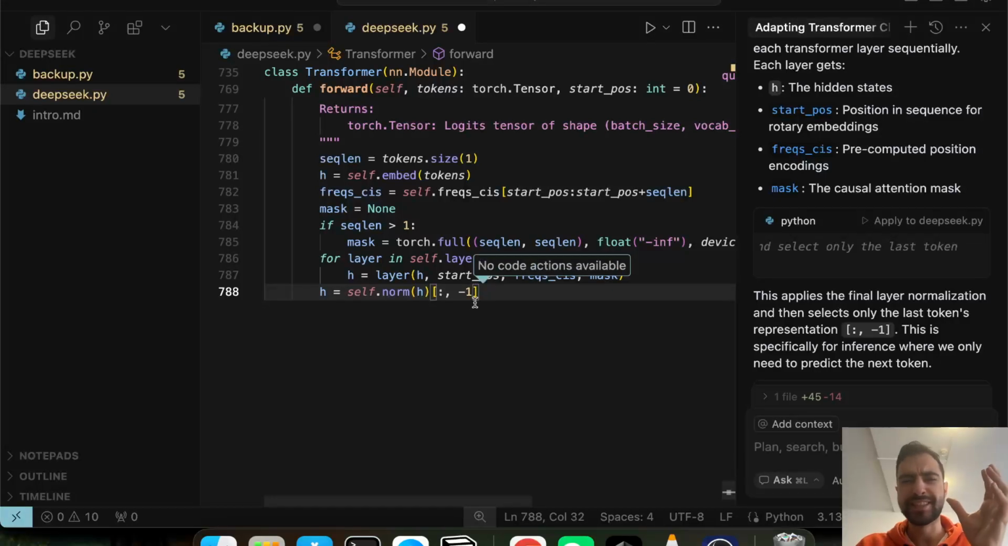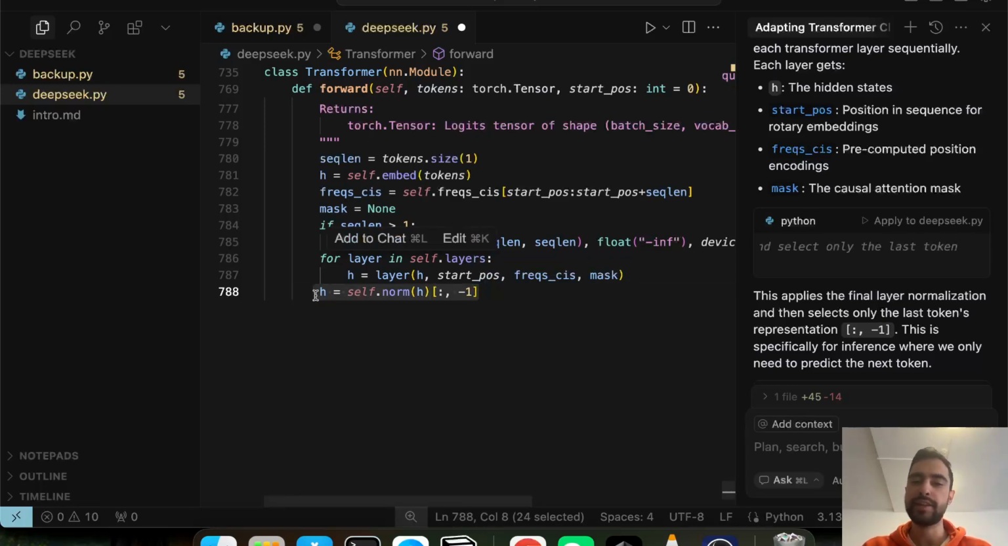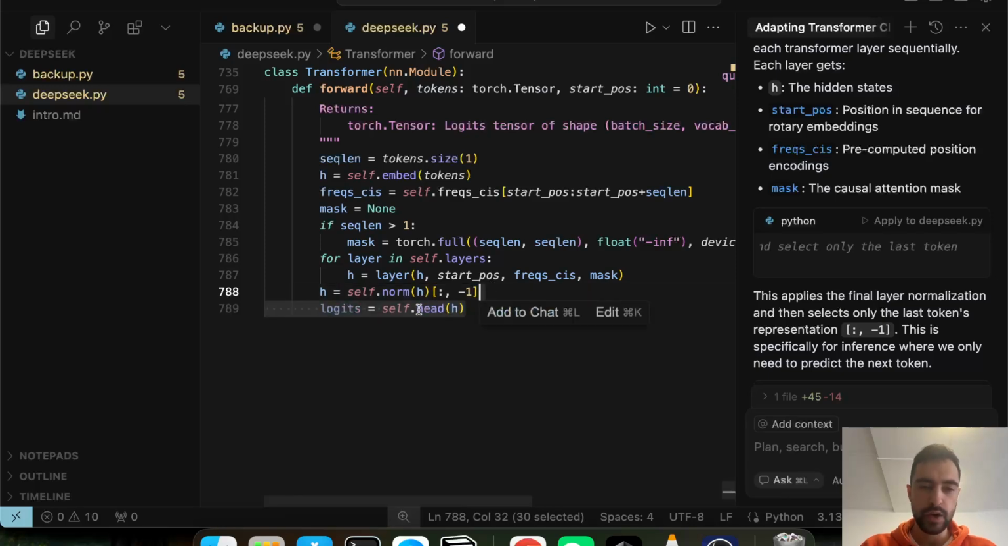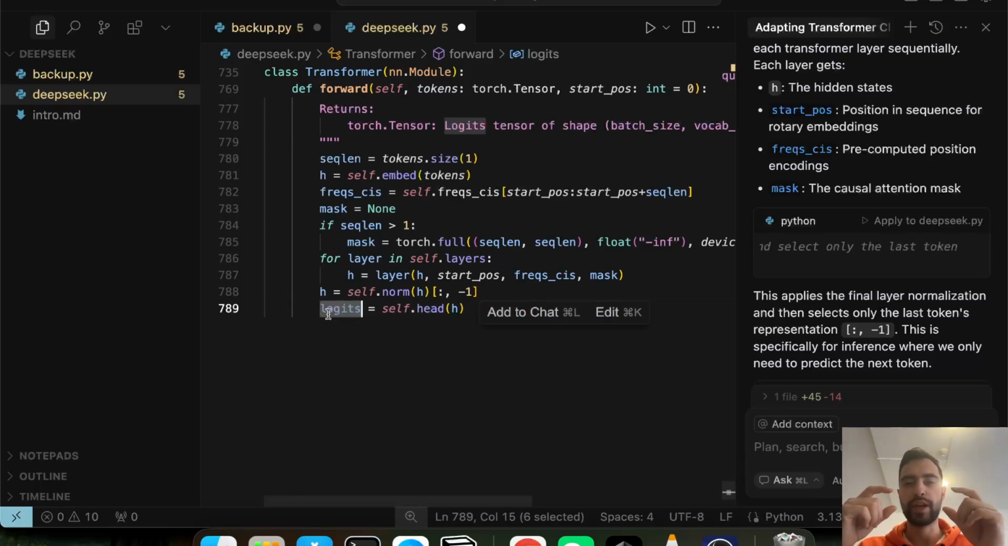Although it's not really the last token, it's a rich representation with all of the context from MLA, from mixture of experts and multiple layers. So we're just going to get this last token that's enriched with context, and we will push that token through the head to get a list of probabilities for each token in the vocabulary to select from.